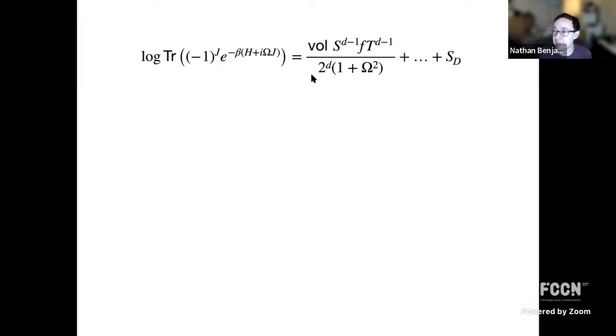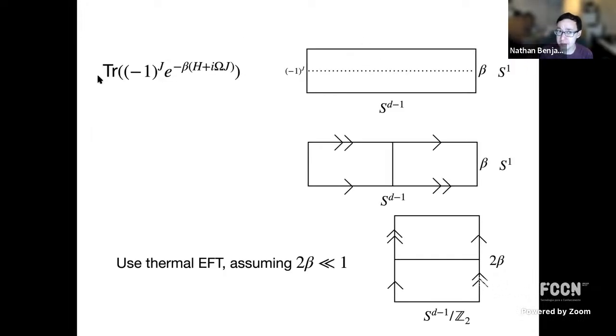It was a little bit fast, so let me go through the logic one more time. The logic is we want to compute this partition function with a (-1)^J. That's the same as computing the path integral on the cylinder, S^(D-1) times S^1, with this funny identification, because the point of the (-1)^J is it rotates the sphere by pi degrees. Now we're going to do some cutting and gluing of this geometry. We're going to stack this left part on top of this right part. If we stack this left half on top of this right half, the first thing that happens is this S^(D-1) becomes an S^(D-1) mod Z2, where this Z2 action is a rotation of the sphere by 180 degrees.